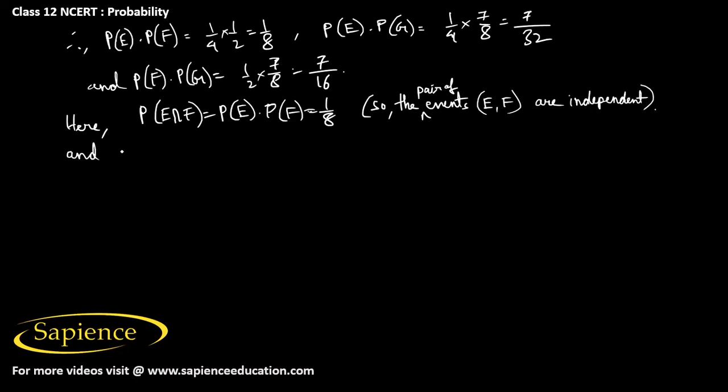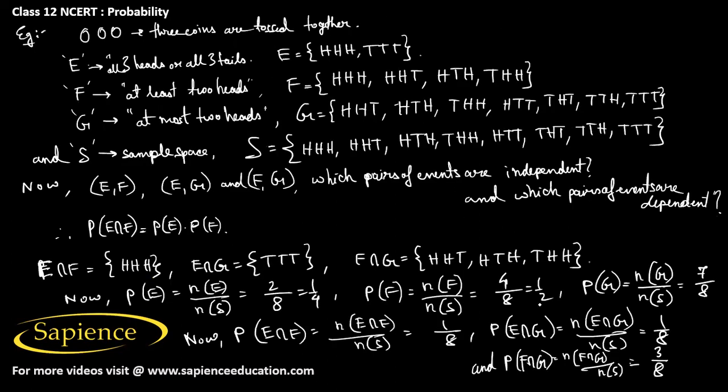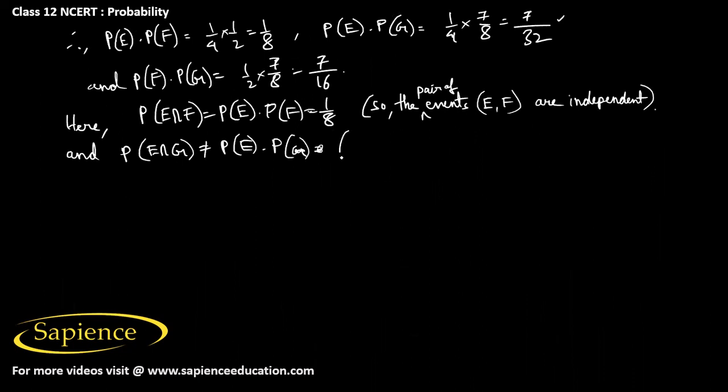And here you can see that P(E intersection G) is not equal to P(E) times P(G), since P(E) times P(G) is coming 7 by 32, but P(E intersection G) is coming 1 by 8. So they are not the same. So I will say the pair of events E and G are dependent. They are dependent events.